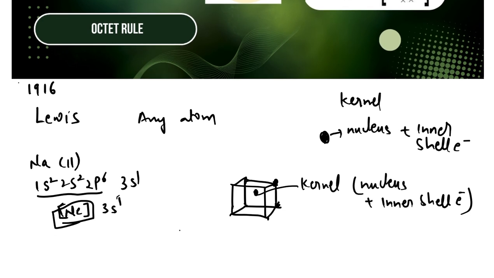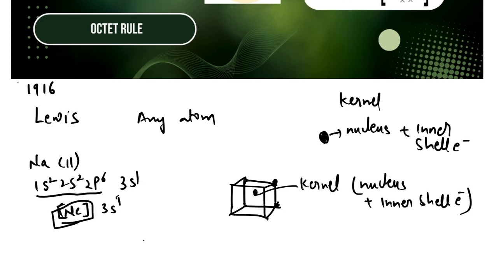Similarly, if we talk about chlorine, we know that the configuration of chlorine is neon 3s2 3p5. So these 7 electrons are the valence shell electrons, the outer shell electrons are 7, and they will occupy the corners.